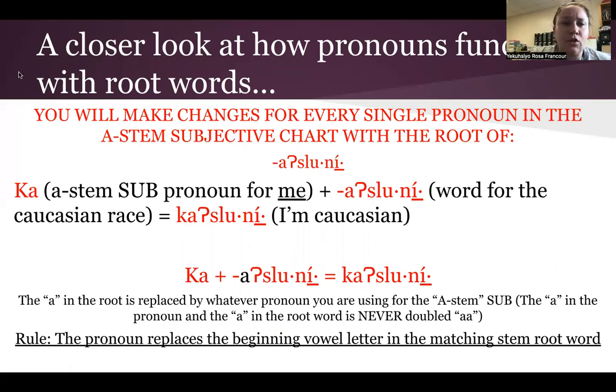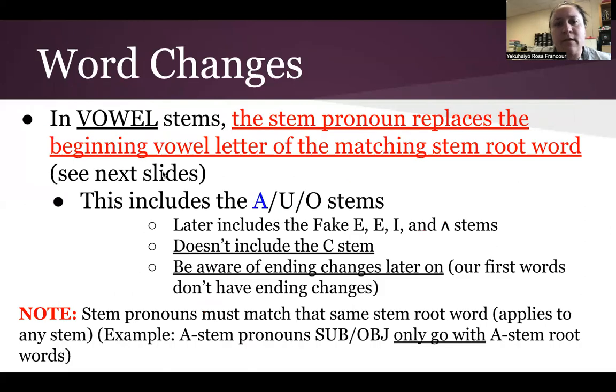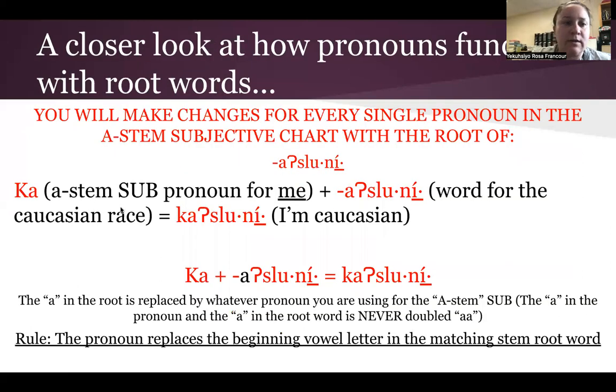You will make changes for every single pronoun in the A stem subjective chart with the root of azlun. Remember the rule: the stem pronoun replaces the beginning vowel letter of the matching stem root word. What does that mean? Let's just talk about me. Ga is a stem subjective pronoun for me. This is literally how we're conjugating the verb. You take ga because you want to say I'm white or Caucasian, and you want to use azlun.